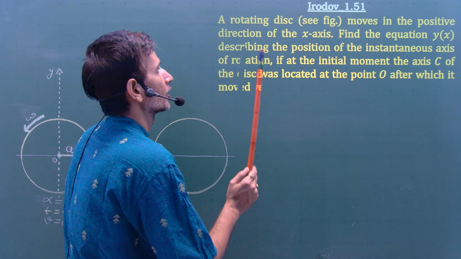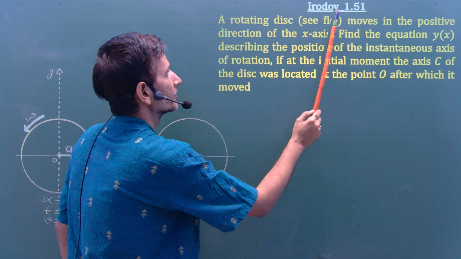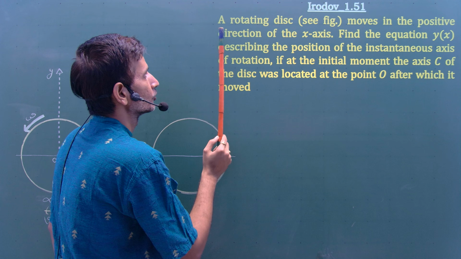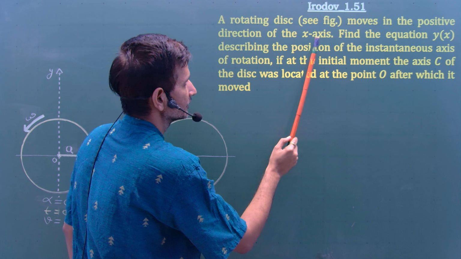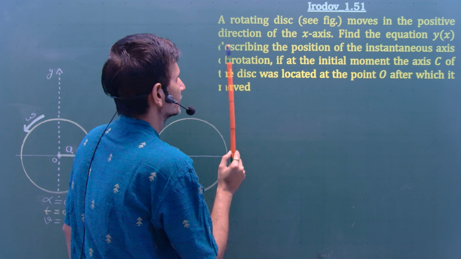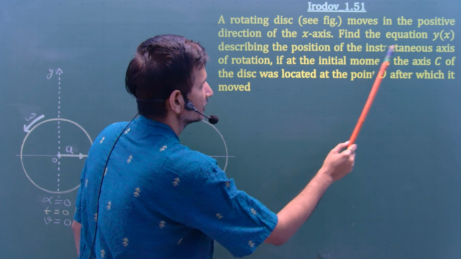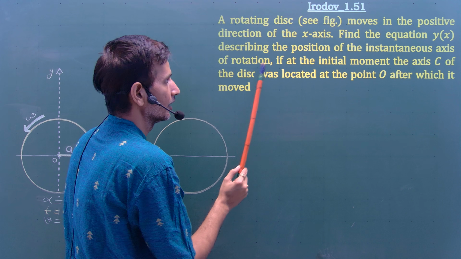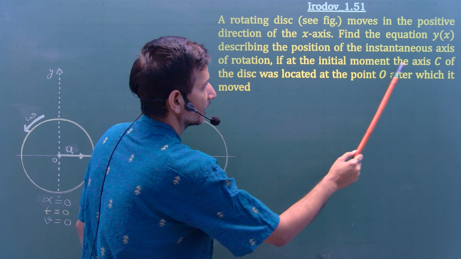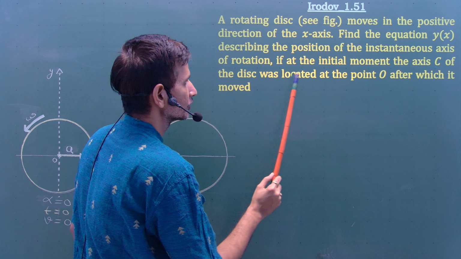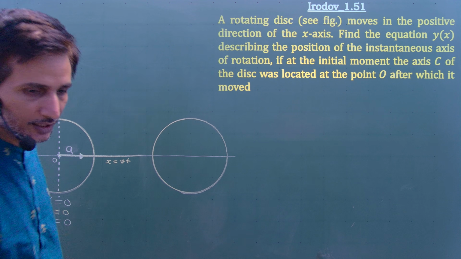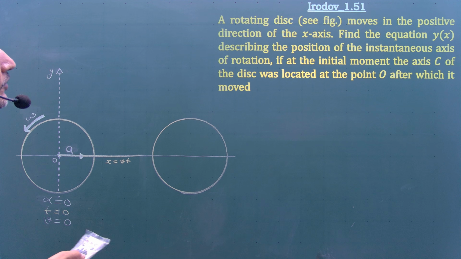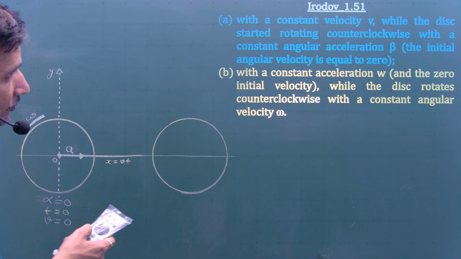Students, we are going to solve the second part of Irodov problem number 1.51. What is the question? A rotating disk moves in the positive direction of the x-axis. Find the equation describing the position of the instantaneous axis of rotation if at the initial moment the axis C of the disk was located at the point O after which it moved. Now, the first part we already solved. We have to solve the second part of this question.